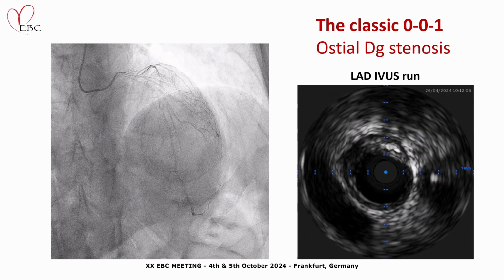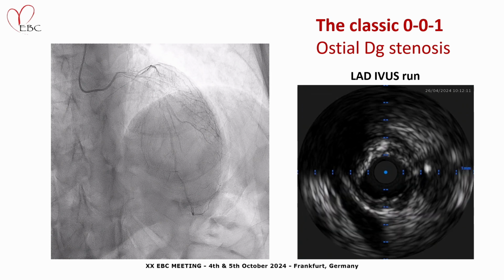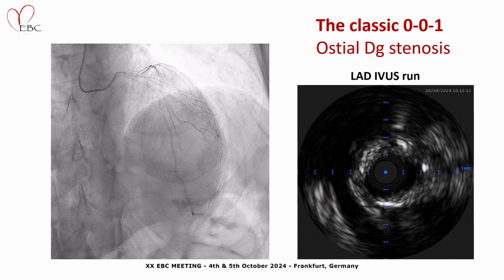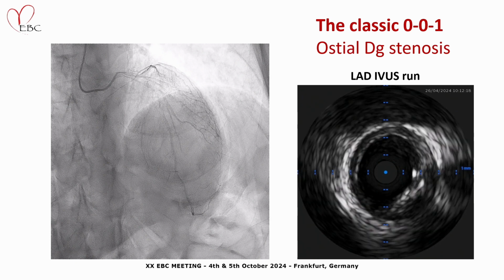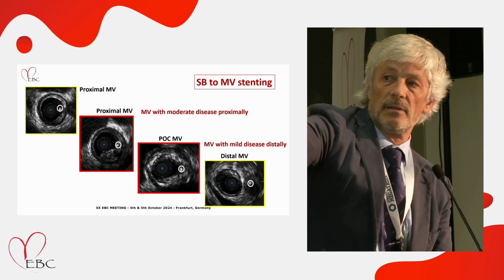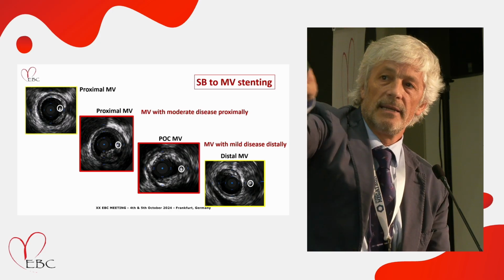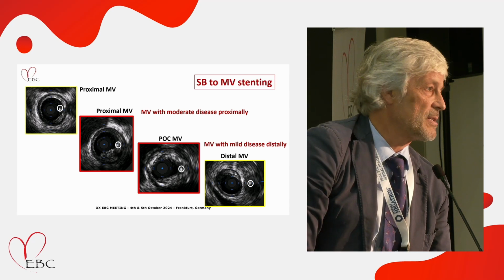We did IVUS, we always do the imaging in the main vessel. You see the wire coming from the diagonal. There is not much disease distal to the carina, but there is some plaque proximal to the carina in the main vessel. And we can identify the best proximal landing. These are the different pictures from distal to proximal. And the plaque is mostly accumulated in the polygon of confluence, or just proximal to the carina.